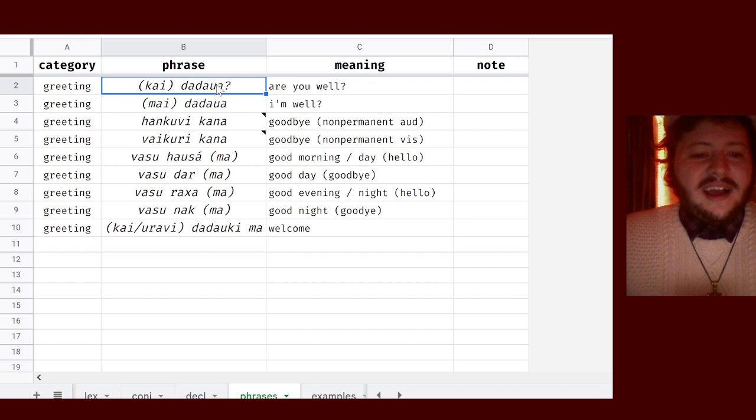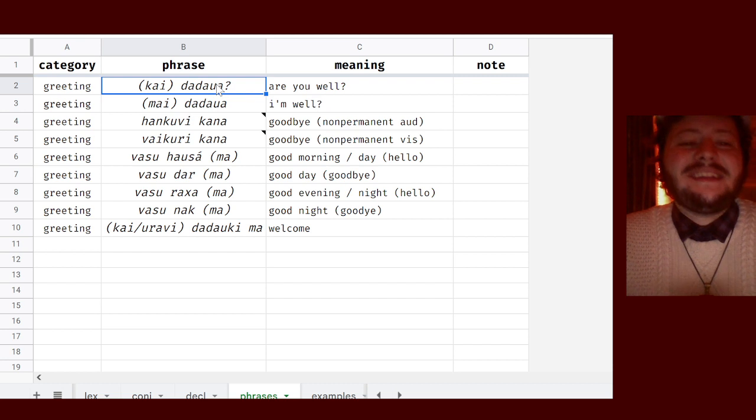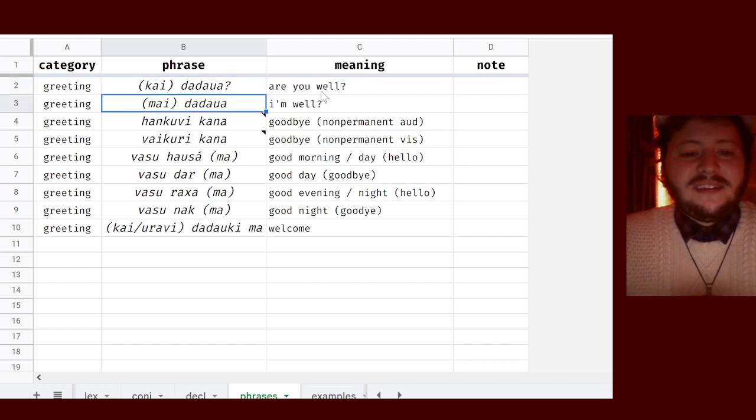So kai dadawa literally means, is it availing to you? Is it being of use to you? Is it going okay, basically? And the answer, why didn't I put a question mark there, is mai dadawa, which is, yeah, it's availing to me.